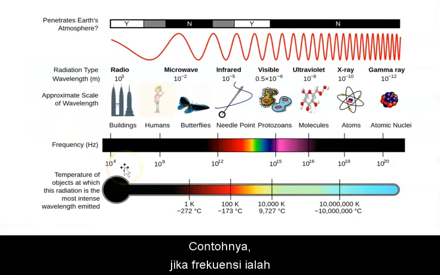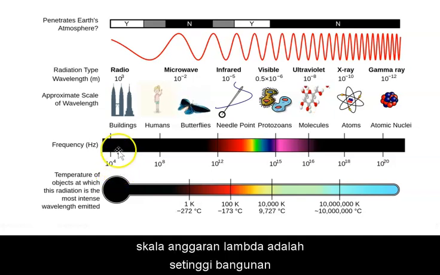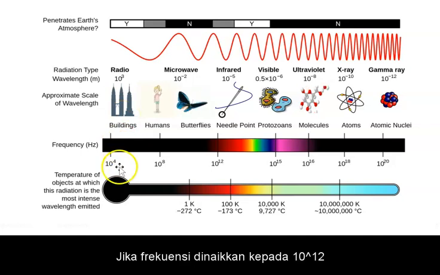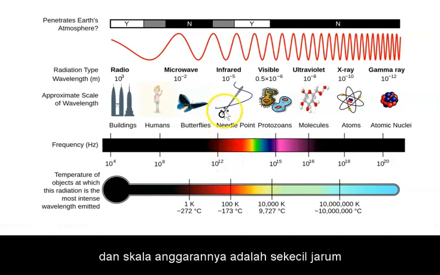For example, if your frequency is at 10 to the power of 4, the approximate scale of your wavelength, or your lambda, is as big as a tall building here. But as you increase your frequency, say 10 to the power of 12, your wavelength will become much smaller, and the approximate scale of the wavelength is around the size of a needle point.